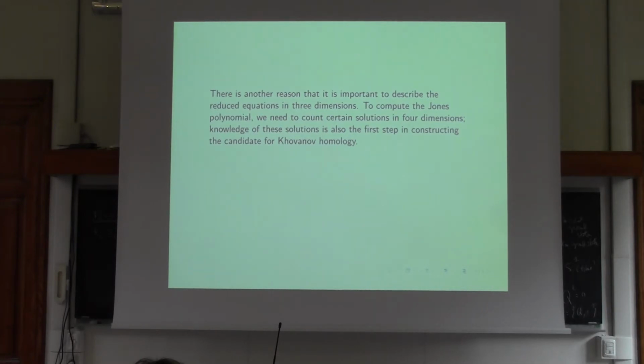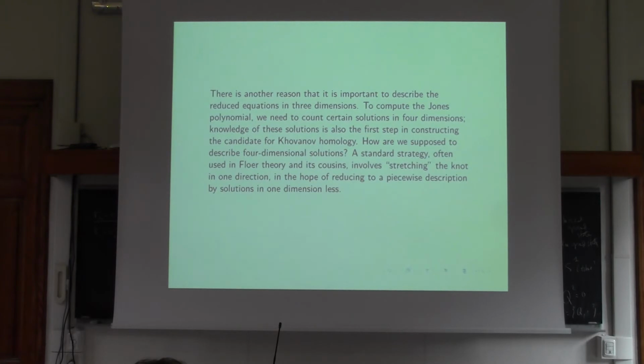Now, there's another thing for which it's important. So we looked at the equations reduced to 3 dimensions because that enables us to find the right singularity that defines the boundary condition in the 5-dimensional equations. To compute the Jones polynomial, you need to count certain solutions in 4 dimensions. Knowledge of these solutions is also the first step in constructing the candidate for Khovanov homology. So how would we actually count 4-dimensional solutions?